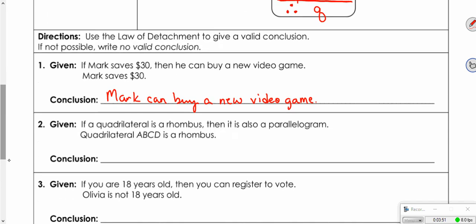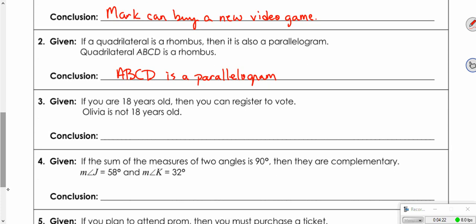If a quadrilateral is a rhombus, then it is also a parallelogram. Quadrilateral ABCD is a rhombus, so then what can we conclude? ABCD is a parallelogram. You got it. I probably should have said quadrilateral ABCD is a parallelogram, but you get the idea. Next one, if you are 18 years old, then you can register to vote. Olivia is not 18 years old.